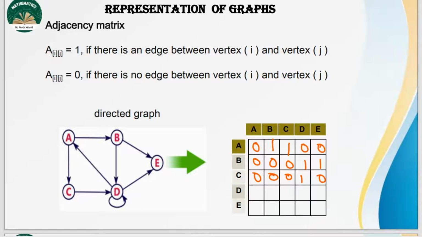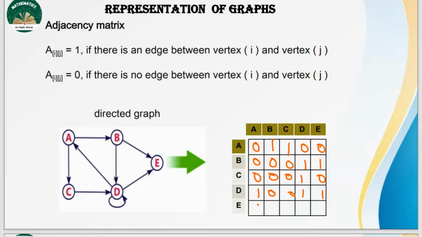D to A, yes, it is going, 1. Then D to B, it is 0. D to C, 0. The line should go out, then it is considered as 1. Then D to D, yes, we have a self loop. Then D to E, yes, we have 1. So next one we consider is E, that is E to A.